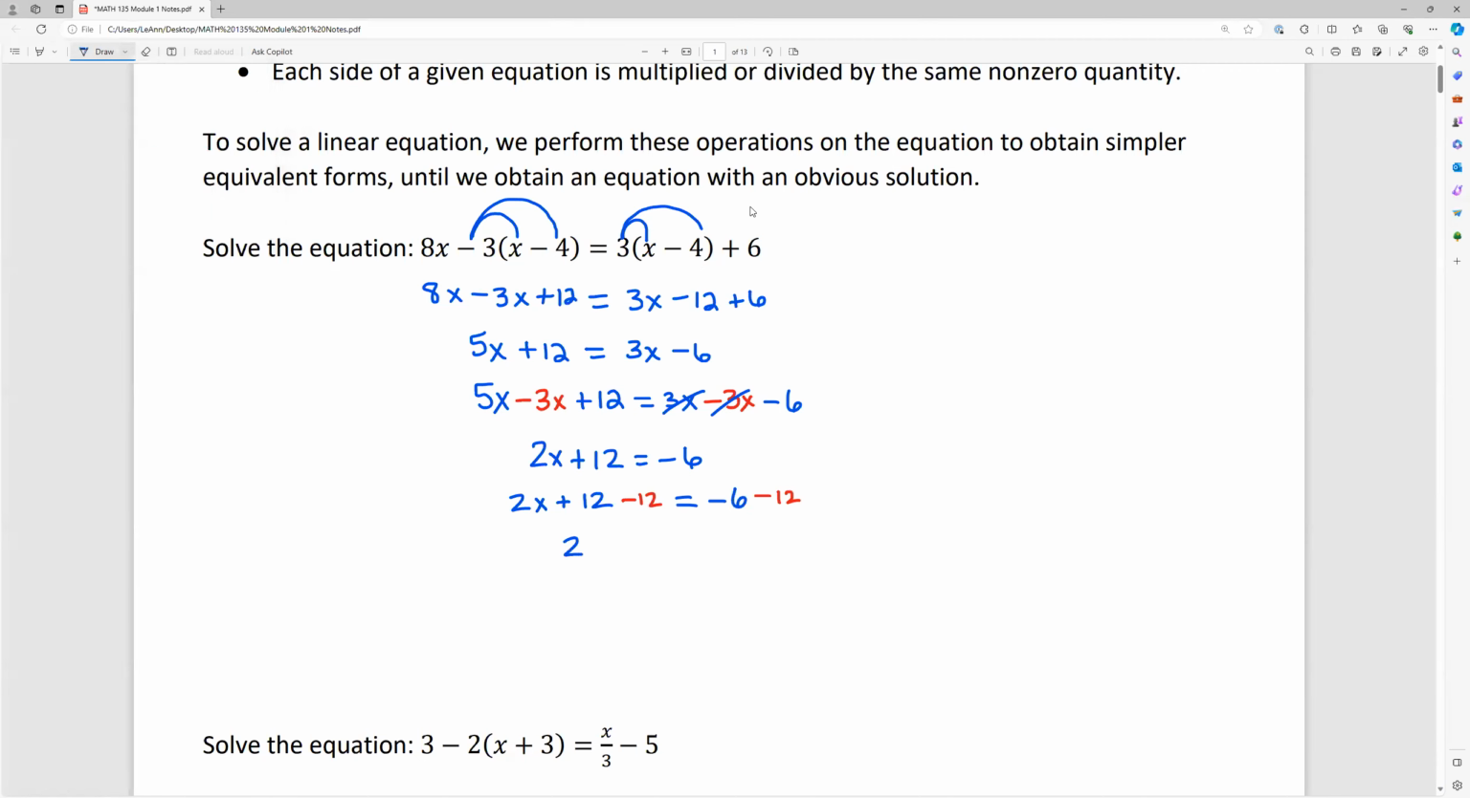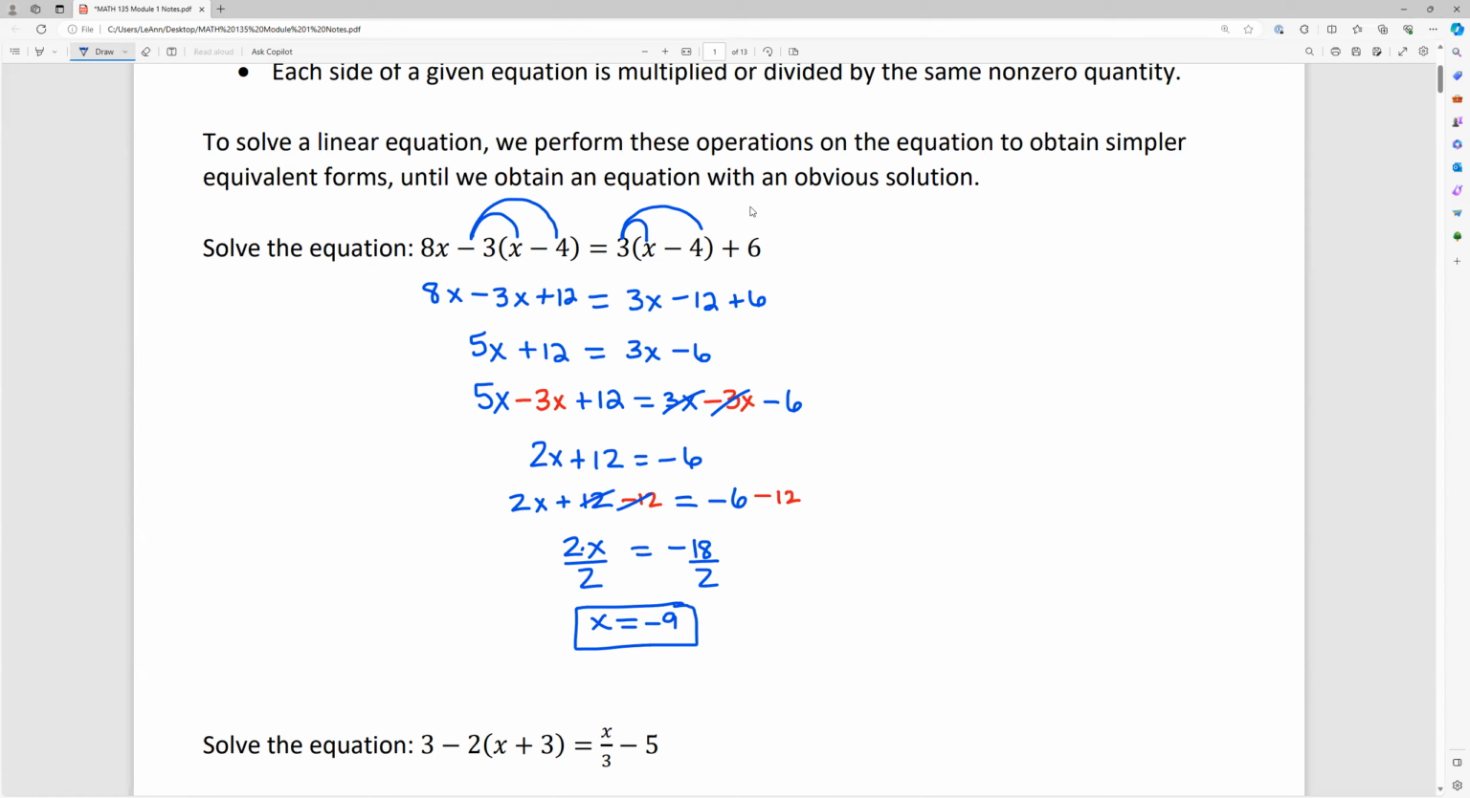We're going to get 2x on the left because the 12 and -12 cancel to a 0. And then -6 minus 12 is -18. We'll divide both sides by 2 to get the x by itself, because when a number is side by side with an x, that is multiplication. So the opposite operation is division. If I divide both sides by 2, I get that x equals -9. So there is my solution.